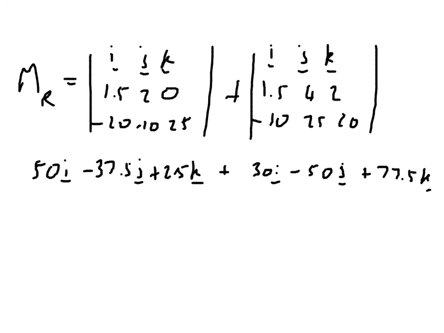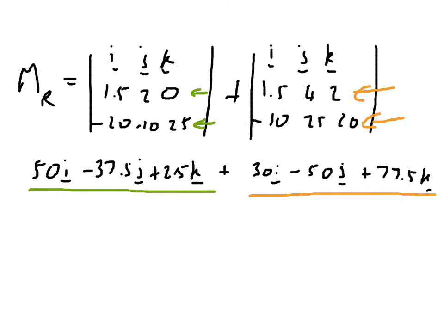So all we've done there is we've used our position vector and our force vector to find a moment vector for force 1, and then we've done the same with force 2. We've got a position vector and a force vector, we found a moment vector, and then we simply add them together. So to find the resultant, 80i minus 87.5j plus 102.5k.